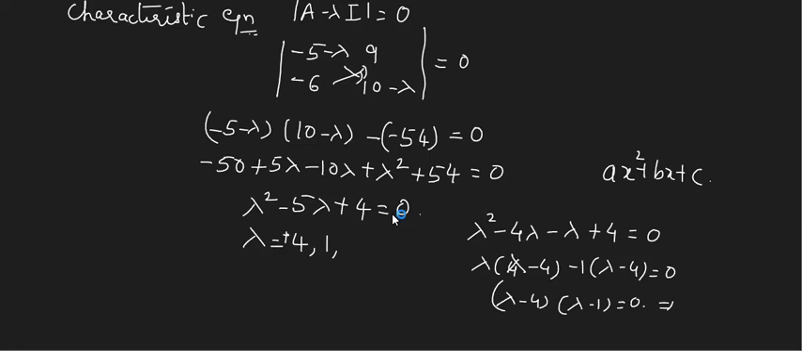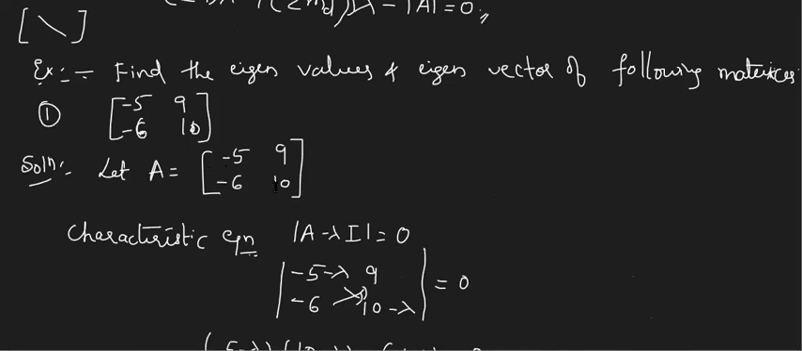Okay. Now one more thing you observe. What is the addition of 4 and 1? 5. If you have a doubt, you can verify. Add the diagonal elements here: -5 plus 10 is 5.